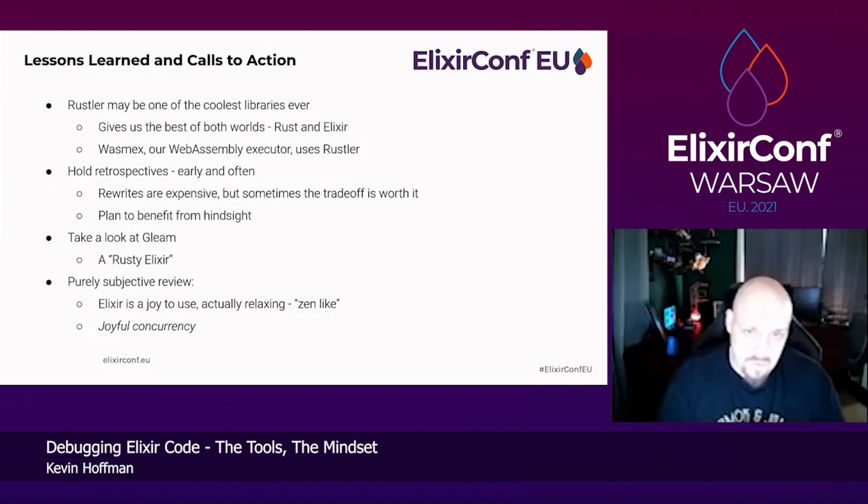One of the things that I personally want to do is take a look at Gleam. It's a programming language that I refer to as a rusty Elixir. For someone who uses both Rust and Elixir, this looks fairly promising. And a purely subjective review from myself and other team members is that Elixir is a joy to use. It's actually relaxing and has a very zen-like quality to it. And again, as I mentioned earlier, Elixir gives us an experience that I refer to as joyful concurrency, rather than simply fearless.